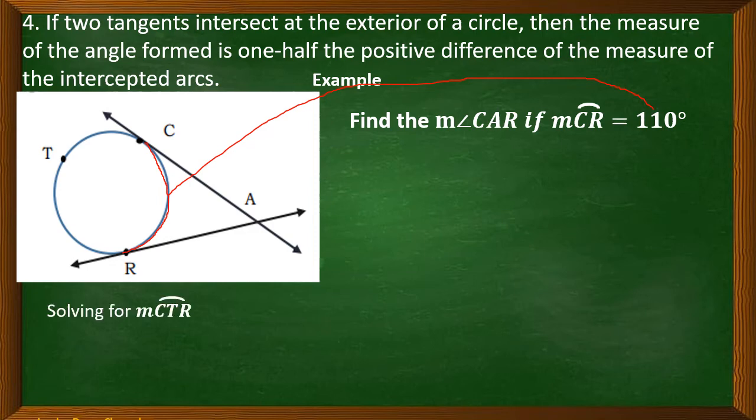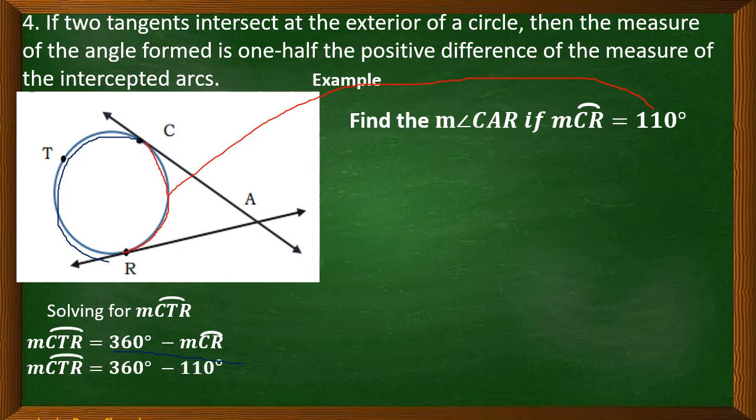So to solve for the measurement of this arc CTR, we have 360 degrees minus the measure of arc CR. By substitution, we have 360 degrees minus 110 degrees, which is the measure of arc CR, and that is given. So we have 250 degrees. Therefore, the measurement of arc CTR is 250 degrees. So we can now solve for the measurement of angle CAR, this angle.